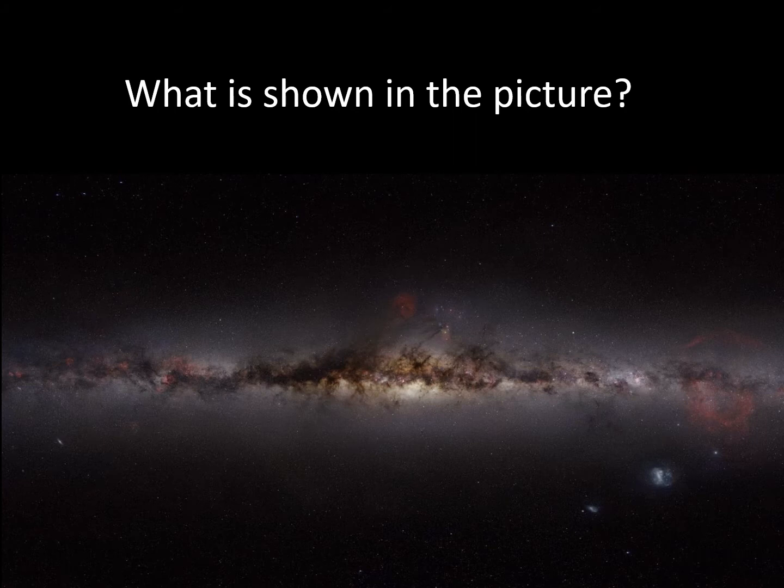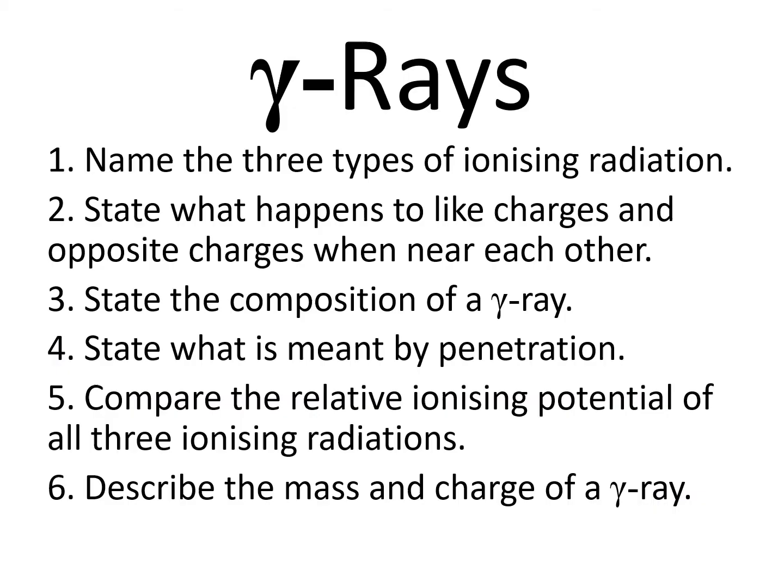Here you can see that we have completely different features that are visible in visible light compared to gamma rays. The gamma rays, in fact, are showing us nuclear reactions taking place deep inside the galaxy, and so can give us a huge amount of information about nuclear reactions that are going on throughout space. So today's lesson is on gamma rays.